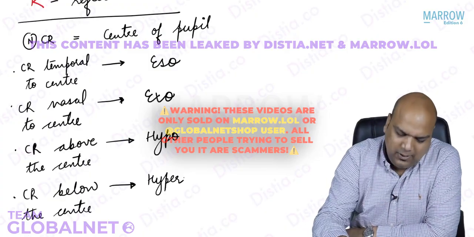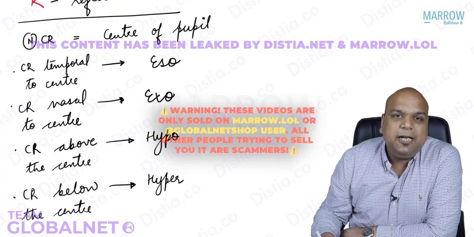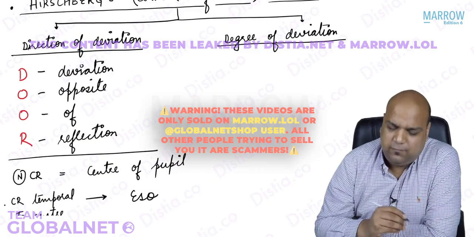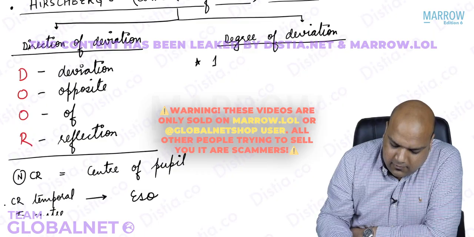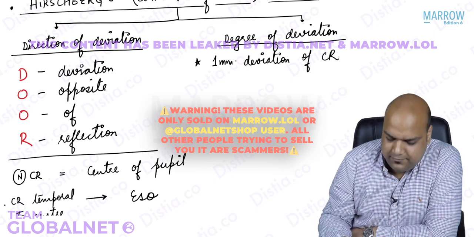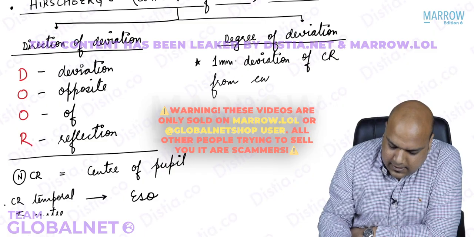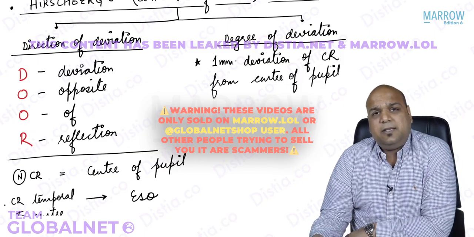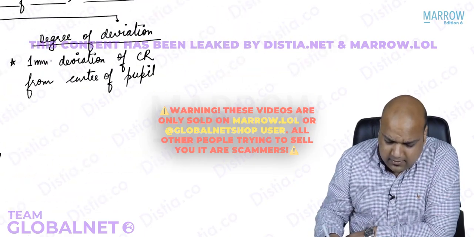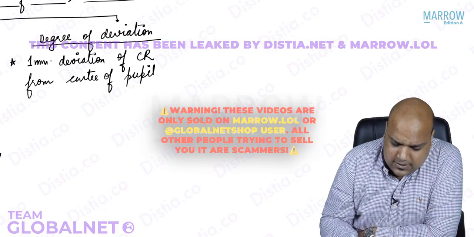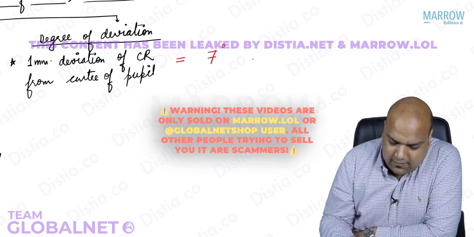Right, guys? Okay. So now let's move on to the second use of Hirschberg's test, which we said is to measure the degree of deviation. How do we measure the degree of the deviation? So we have a formula. 1 millimeter deviation of corneal reflection from the center of pupil. Okay, we are measuring the distance. I hope we are pretty clear here. 1 mm deviation of corneal reflection from the center of pupil is equal to 7 degree squint.